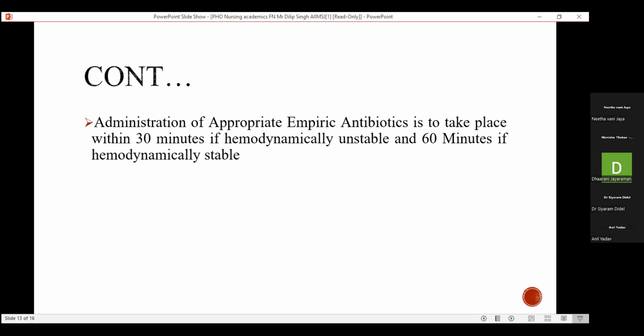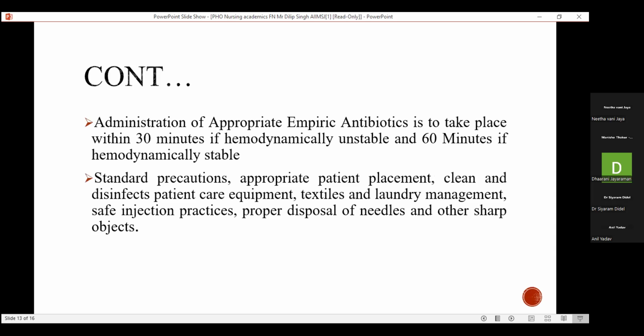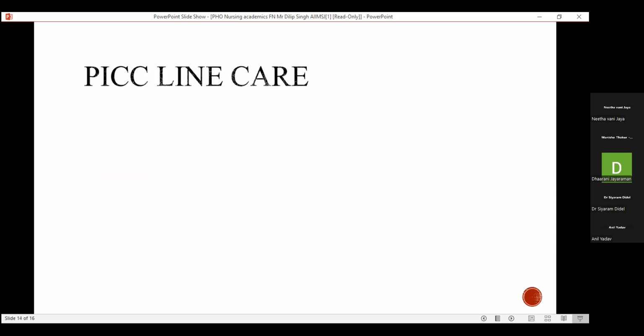Administration of appropriate empirical antibiotics should take place within 30 minutes if the patient is hemodynamically unstable and 60 minutes if hemodynamically stable. Standard precautions: appropriate patient placement, clean and disinfect patient care equipment, textiles and laundry management, safe injection practice, proper disposal of needles and other sharp objects.